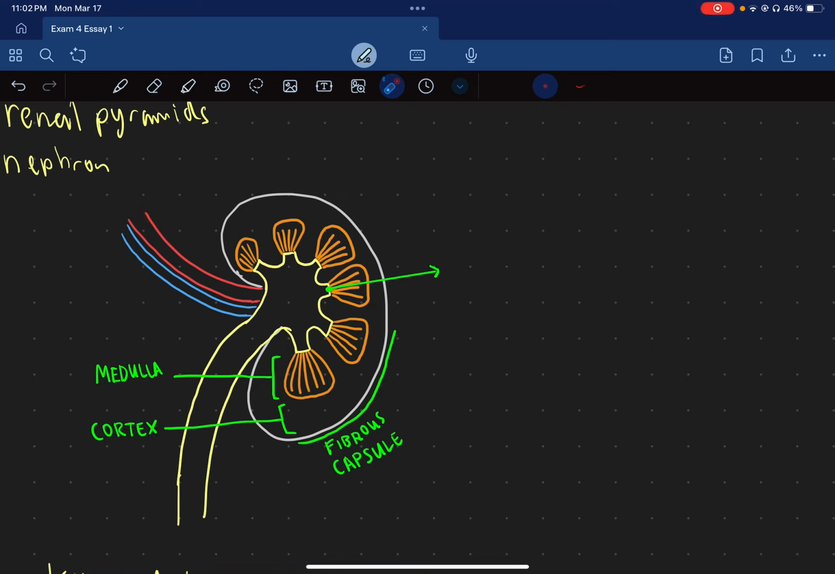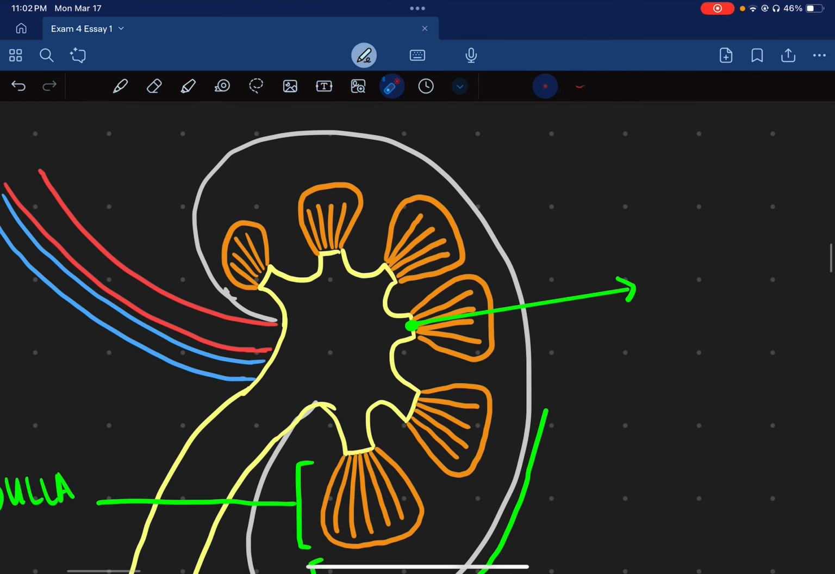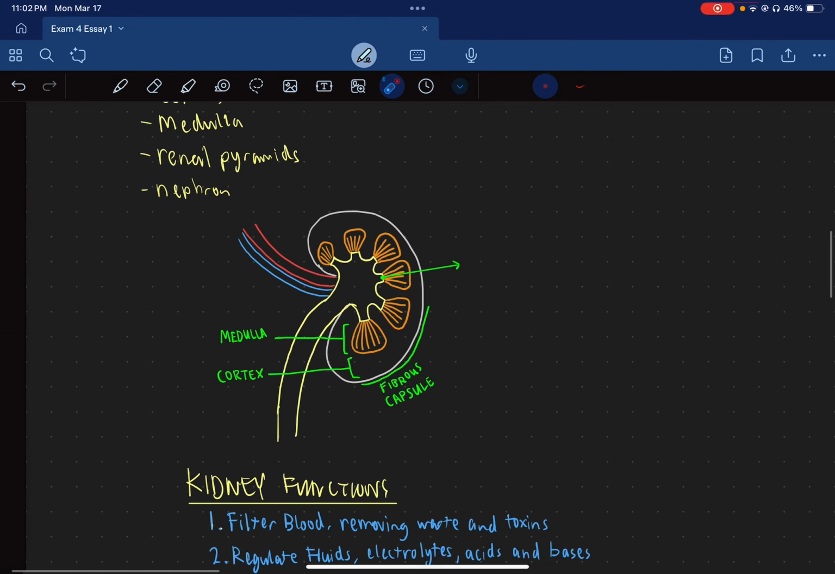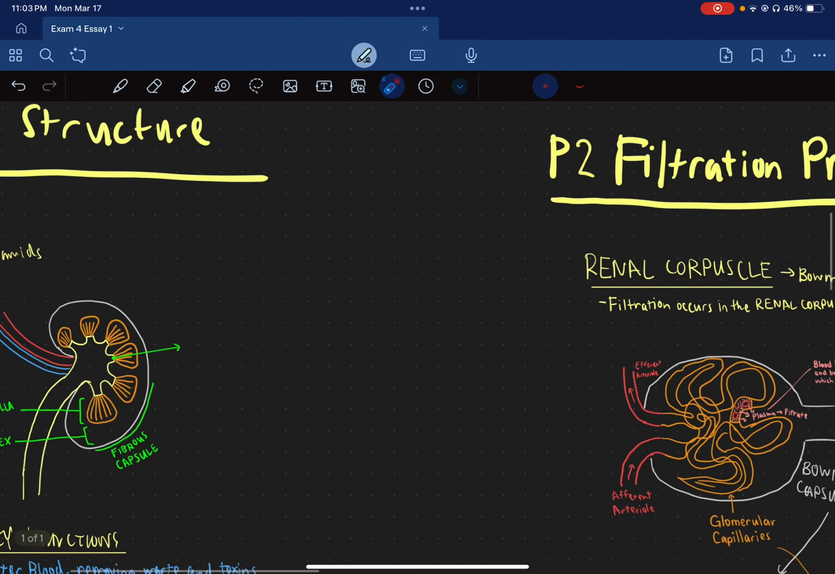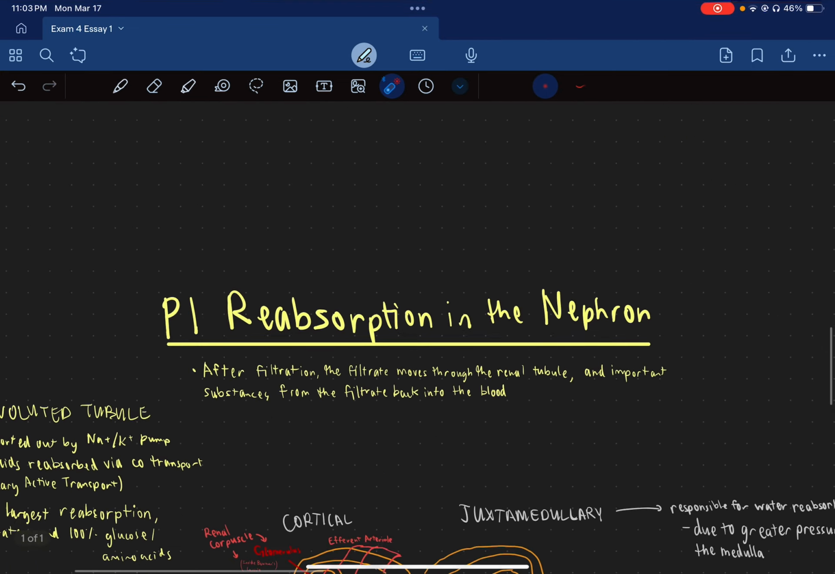Here we have the renal artery and the renal vein going to and from the kidney, and that's important because the kidney is actually going to be filtering about 20% of our blood volume every little bit. So the kidney is very important. And if we go into a deeper, smaller level, each one of these lines here in the renal pyramid is a collecting duct that is connected to a nephron. And so we're going to look at the format of the nephron and how filtration and reabsorption work.